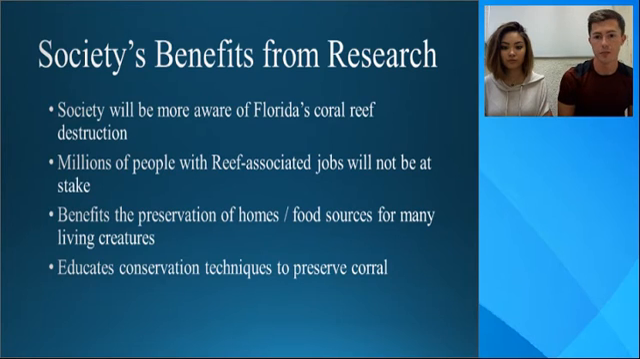Society's benefits from research. So society is very naive about how crucial the Florida Reef is to the entire ocean, its biodiversity. It creates the opportunity for the tremendous biodiversity across the ocean, and is kind of like the foundation or backbone to that. And millions of jobs and nations are intertwined with the reef, and without the reef, the nations are going to suffer tremendously. And with jobs being at stake, families might go hungry, and we don't really want to have thousands and thousands of species become endangered and go extinct because we can't contain ourselves and help better the environment.